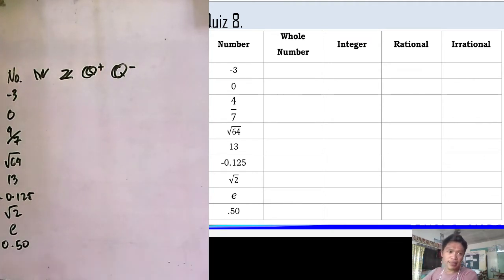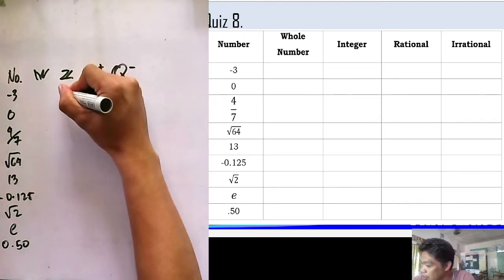Okay, number 1, let's have negative 3. Is it a whole number? So, negative 3 is a negative number. So, it is not a whole number. Pag sinabi mong whole number kasi, nag-start siya sa 0, papuntang positive number na buo. Wala po siyang butal, like 0.1, 0.2, 0.3, and so on and so forth. So, therefore, it is an integer or Z.